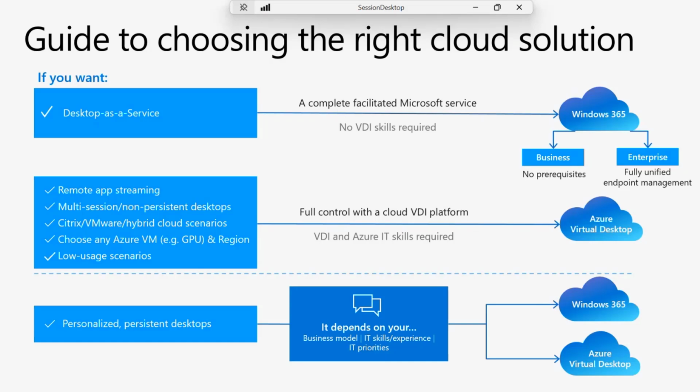Where AVD is probably a better solution, especially cost-wise, at scale, and when you have multiple different requirements like different images and so on. So by default, Windows 365 comes with just an empty Windows 10 or 11, or Windows 10 or 11 with Microsoft Office. You can customize the image a little bit, but it's meant to be kind of a gateway to your Microsoft 365 environment. You can manage both Windows 365 and Azure Virtual Desktop with Microsoft Intune.